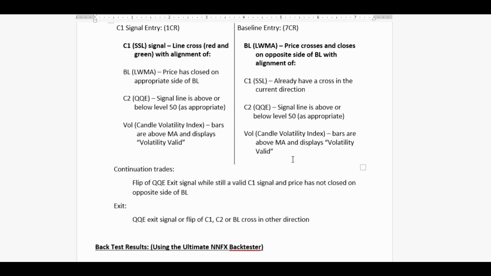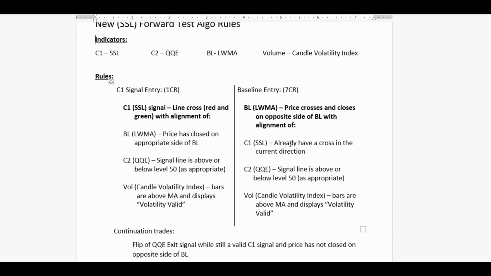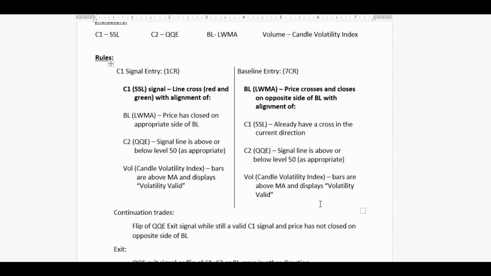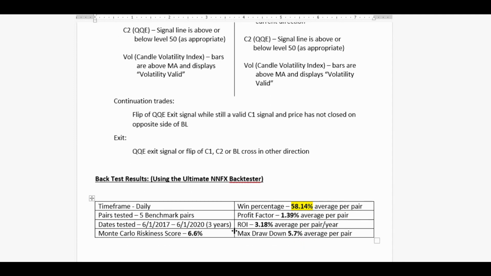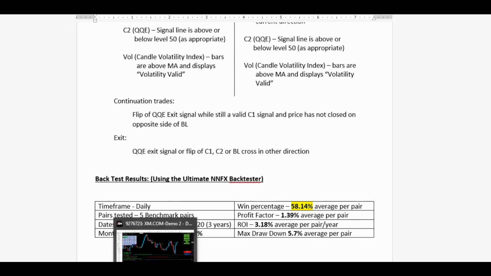And I'm not going to go through all of these, but basically, here are my indicators. I've got two rules of entry. I've got the regular signal entry, and then I've got the baseline entry. And this is everything that has to be lined up for those. I have my continuation trades, and then I have my exit, and then I have my backtest results. So let's just take a look at it here.